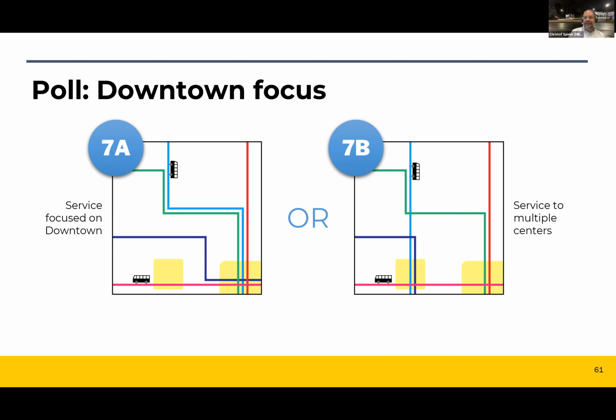Okay, I think we can close out this poll. This is by far the most lopsided result we've seen so far. 90% of people voted for service to multiple centers, which I think reflects the degree to which the land use pattern of Boston has changed since this network was originally designed. Next slide.